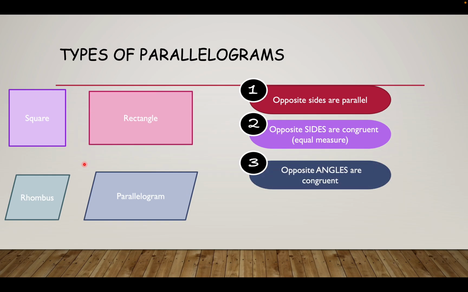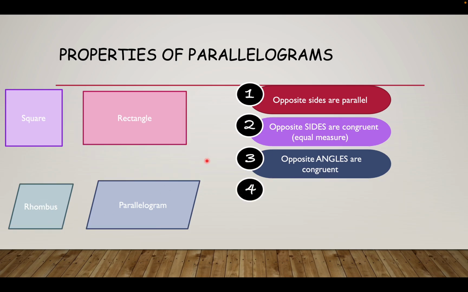Property 3, opposite angles are congruent. In a square and a rectangle, all the angles are 90 degrees or right angles. But in a rhombus or parallelogram, the ones across from each other are opposite and those angles are equal.